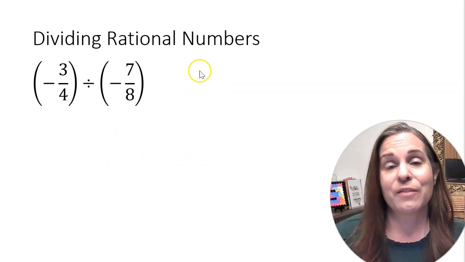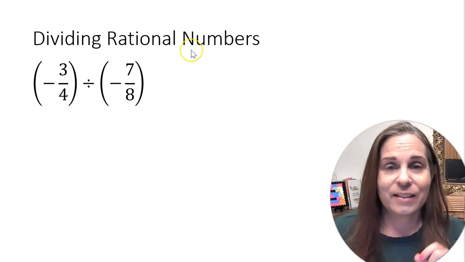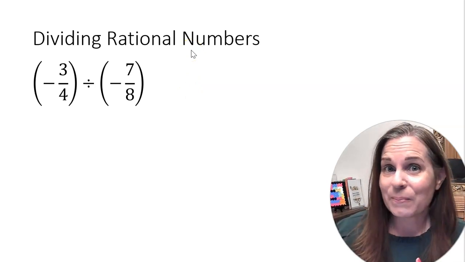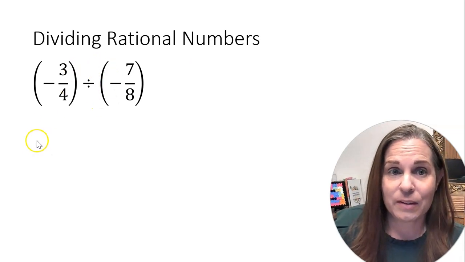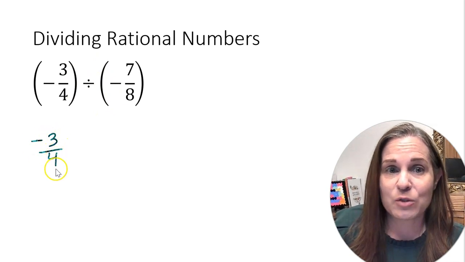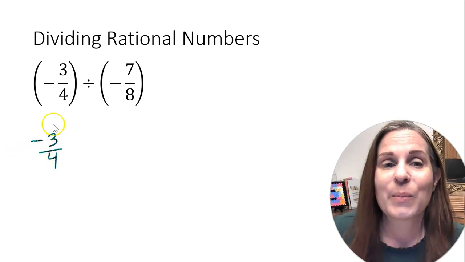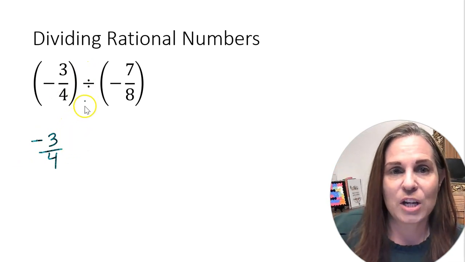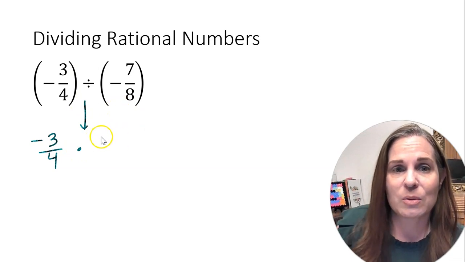For this one, we're dividing fractions. So you may remember that saying from a long time ago, keep, change, flip. That's what we want to use here when we're dividing fractions. So I'm going to keep the negative 3/4. And as I've told you before, it doesn't matter if the negative goes on the top, the bottom, or out in front. But I'm going to keep it with the top number so I don't forget about it. Then I'm going to change to multiply, and I'm going to flip the second fraction. So I'm going to make it negative 8 over 7.